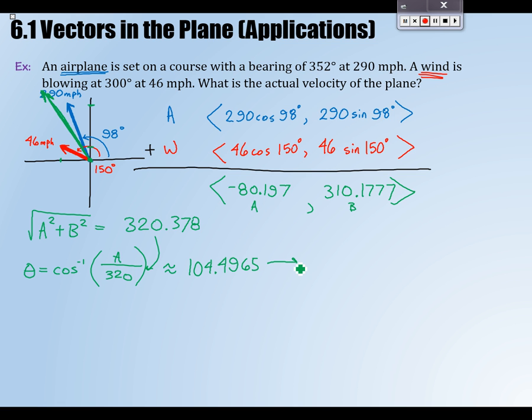All right, so here's my final answer: 320 miles per hour, 3 sig figs, at a bearing of 345 degrees from north. 346. It's a little closer to 346. There we go.